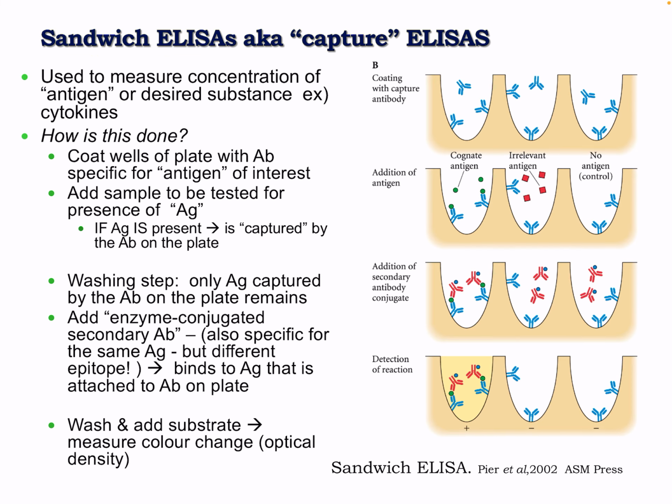So another example is this sandwich ELISA or capture ELISAs. These are used to measure the concentration of antigen or desired substance like cytokines. So this is more what I was referring to earlier. I kind of had it backwards earlier. So this is where we would have that IL-8 example I was talking about. Sorry about that.